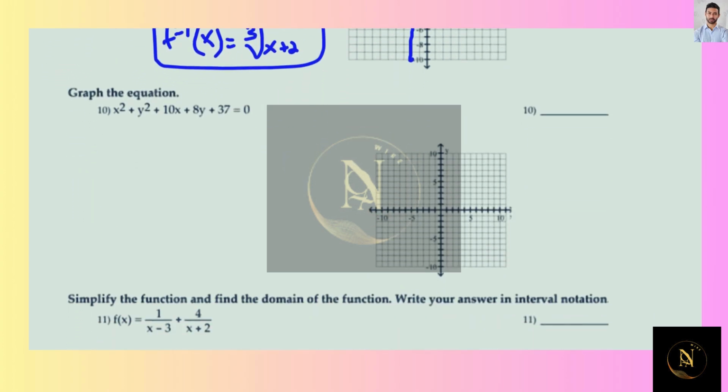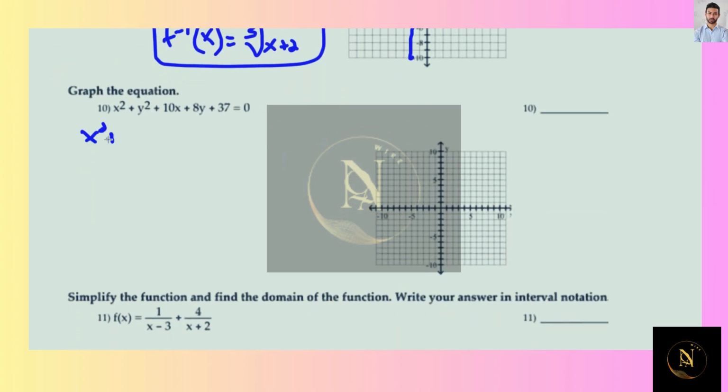We can complete the square. Let's group the x's together. Leave room to complete the square. The y's together. Leave room to complete the square and subtract 37. Complete the square on the x's. Half of 10 is 5, squared is 25. Have to add that to the right-hand side to stay balanced.